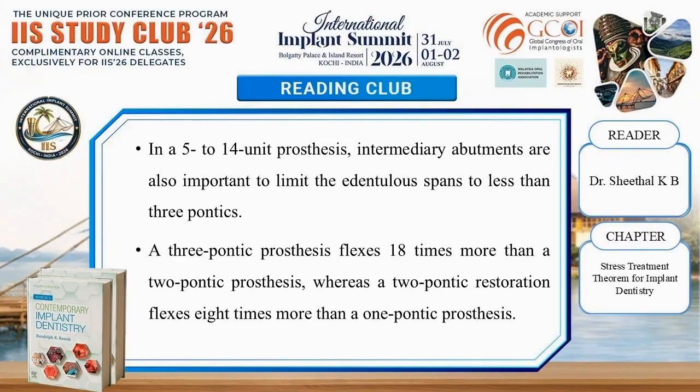In a 5 to 14 unit prosthesis, intermediary abutments are also important to limit the edentulous spans to less than 3 pontics. A 3 pontic prosthesis flexes 18 times more than a 2 pontic prosthesis, whereas a 2 pontic restoration flexes 8 times more than a 1 pontic prosthesis.